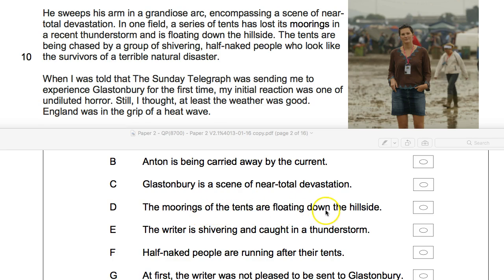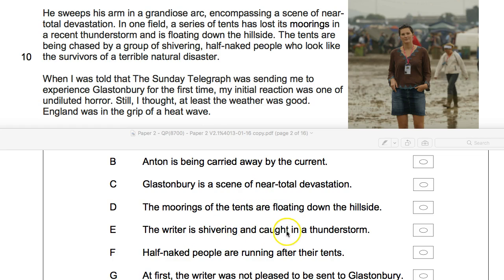The moorings of the tents are floating down the hillside. Well, we've got floating down the hillside. What is it? A series of tents has lost its moorings in a recent thunderstorm and is floating down the hillside. Now, this is difficult here because what's floating down? A series of tents is, but this just says the moorings of the tents are floating. So that is a real test of our understanding. And it looks like this is false here because it's not the moorings that are floating, it's the whole tents in this extract. So at the moment, I'm going to say that's false.